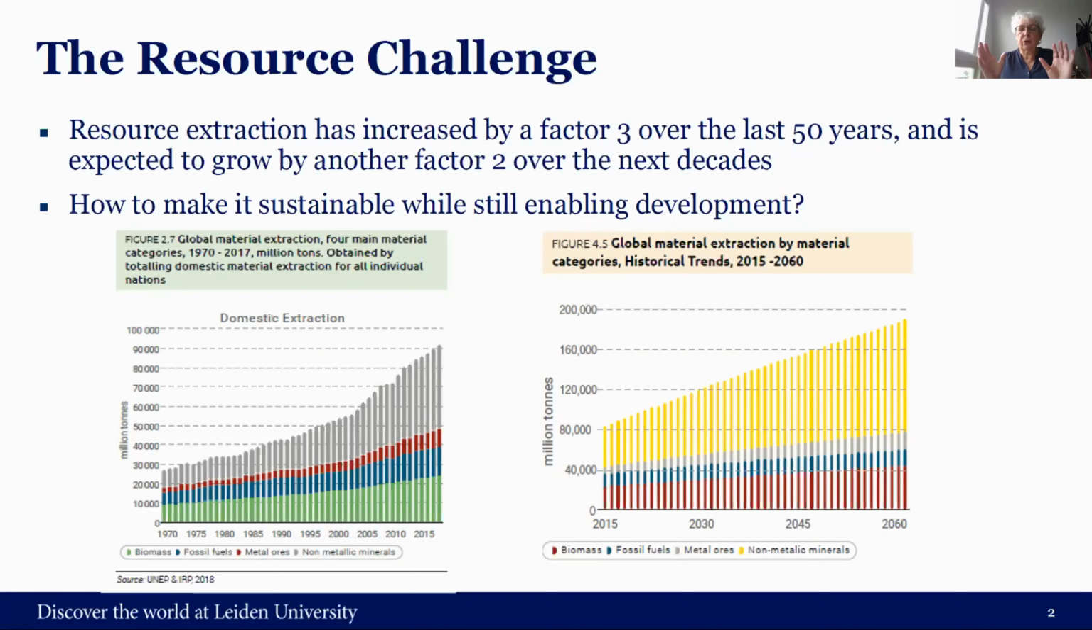This is sort of the tension between the different sustainable development goals. On the one hand, we want development and we want developing countries to build up their infrastructure. This requires a lot of materials. And on the other hand, we would like to reduce all kinds of environmental impacts, land use, climate change, etc.